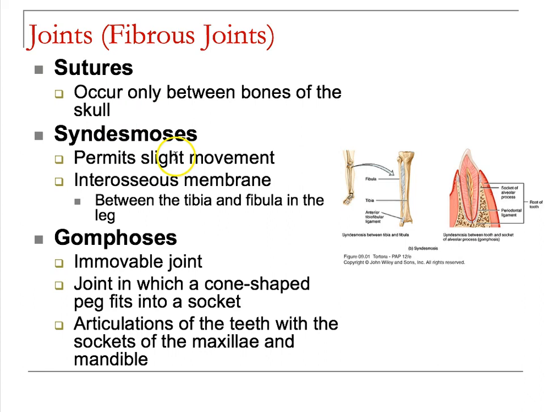Syndesmoses permit slight movement, if you think about between the tibia and the fibula. There's literally a membrane inside there, and if you eat a chicken wing, you'll see that membrane inside there. Gomphoses are called immovable joints, but in reality, if you get hit hard enough, that joint is definitely movable.